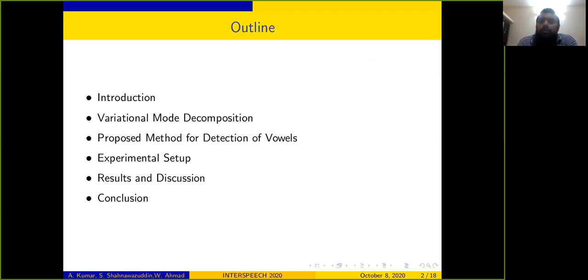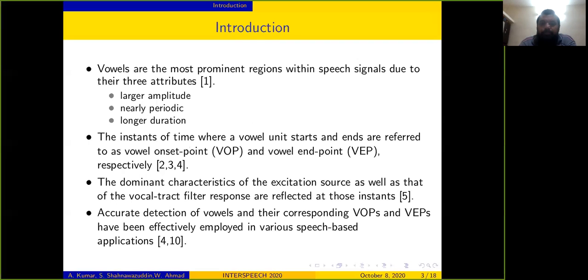So the basic outline of this paper is: first I will give some introduction of our work. Then I will discuss the variational mode decomposition method that we have employed for detecting the vowels. Then the proposed method of detecting the vowels, where we have used the variational mode decomposition method. Then I will discuss the experimental setup and the result discussion, and finally we will conclude.